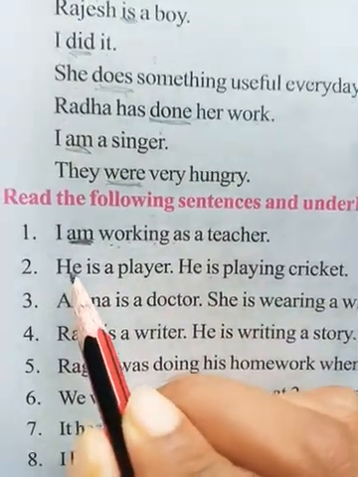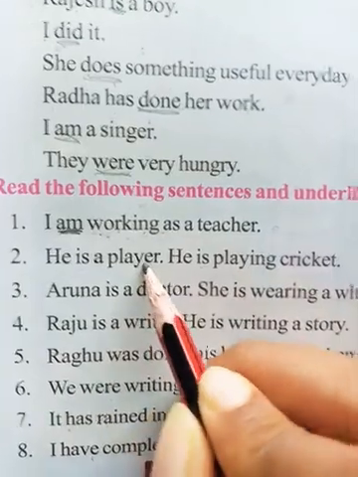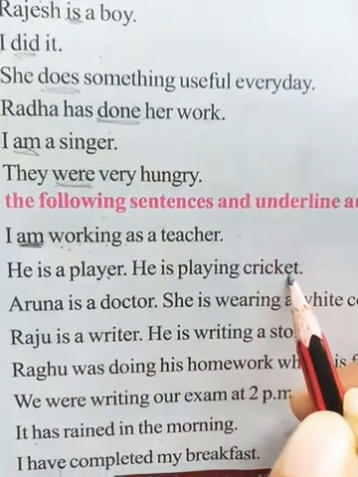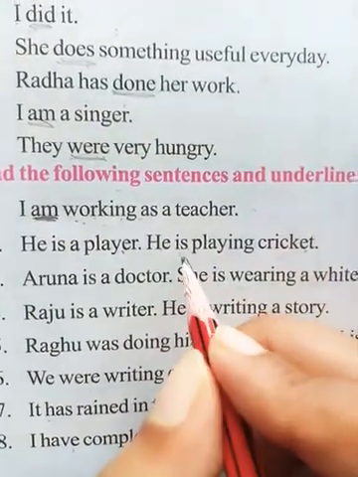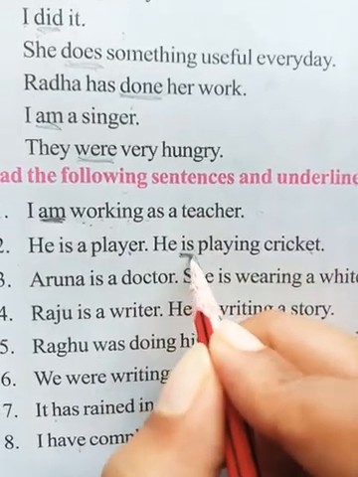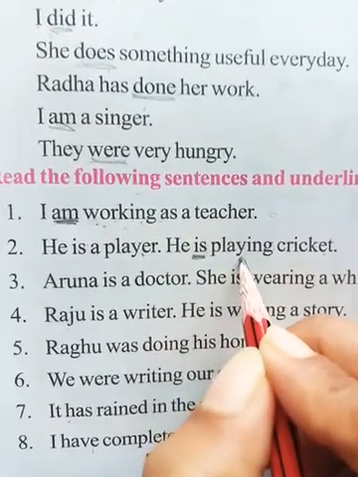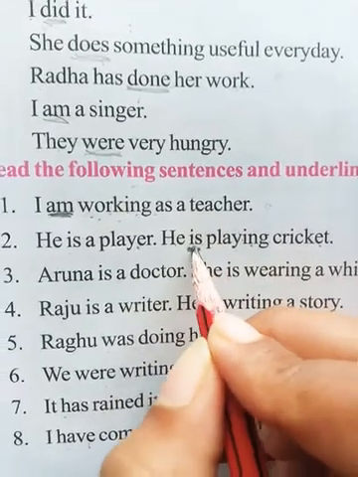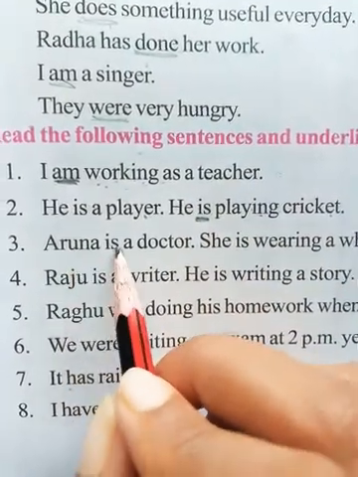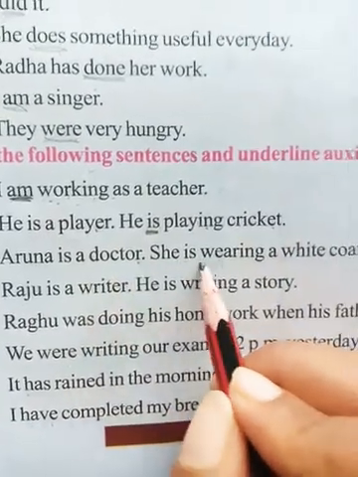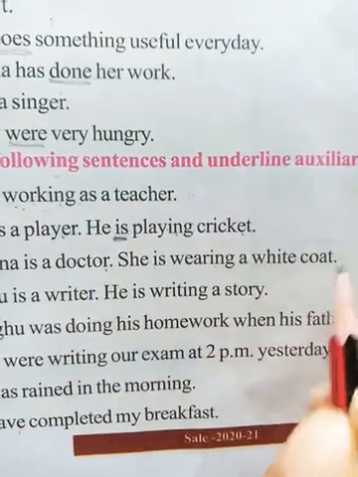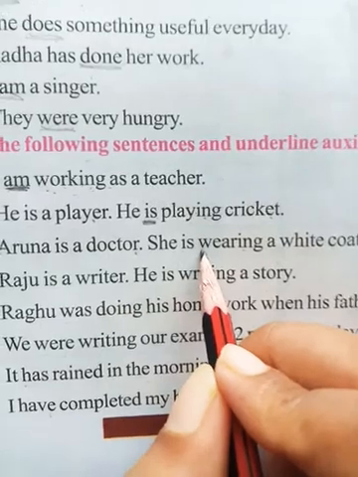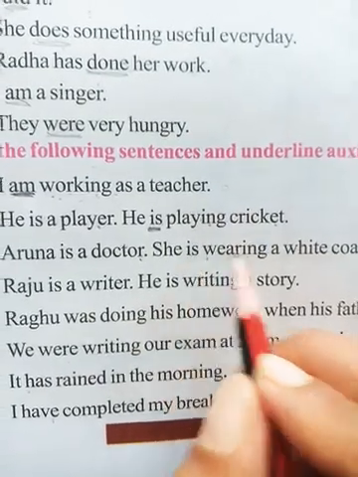Next, second one. He is a player. He is playing cricket. Yes. So auxiliary verb is what? Is. Yes or no? Playing is main verb. So is helping main verb. So is auxiliary verb. Next, Aruna is a doctor. She is wearing a white coat. Same here. Wearing is a verb, main verb, and is helping main verb.